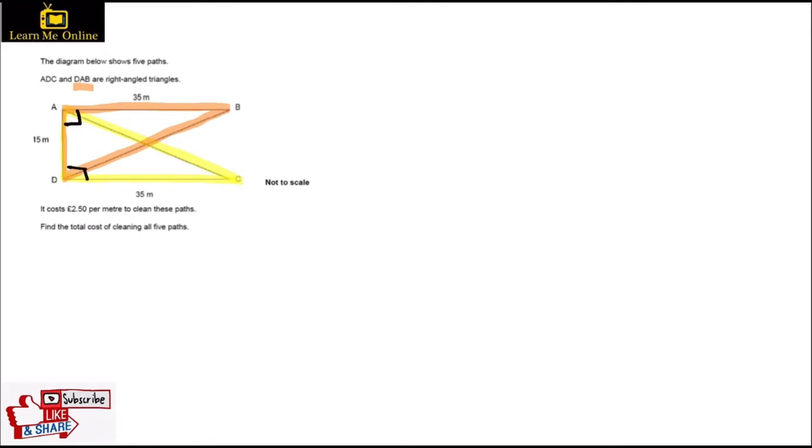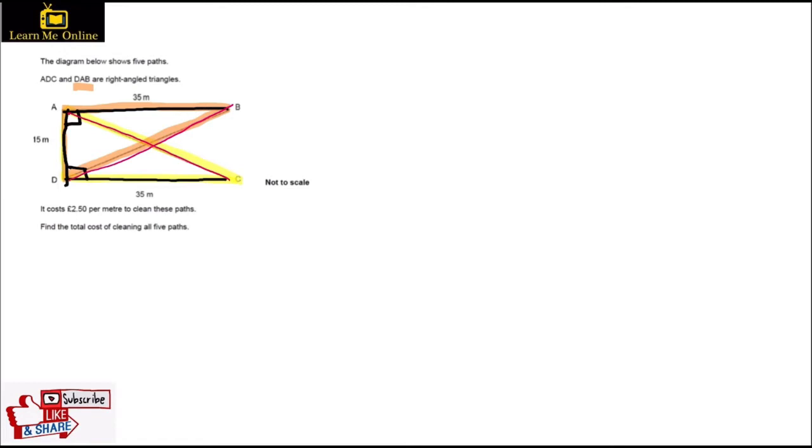It says that it costs 250 per meter to clean these parts. Find out the total cost of cleaning the 5 parts. To find out the total length, we know that the length of this one is 35, this one is 15, and this part is 35 again. But what we don't know is the length of this one, which I'm going to highlight in pink, and the length of this part. Once we know the total length, then we can find out the total cost as well.